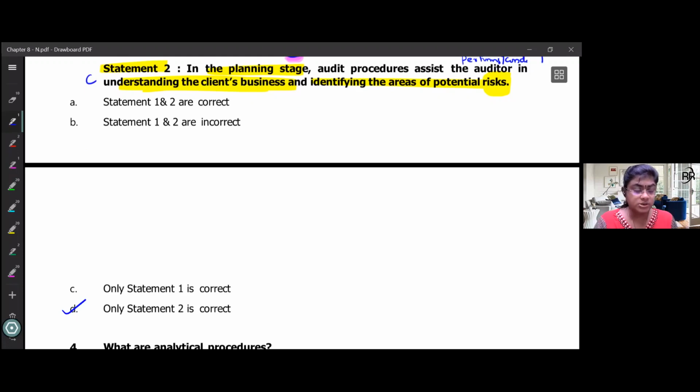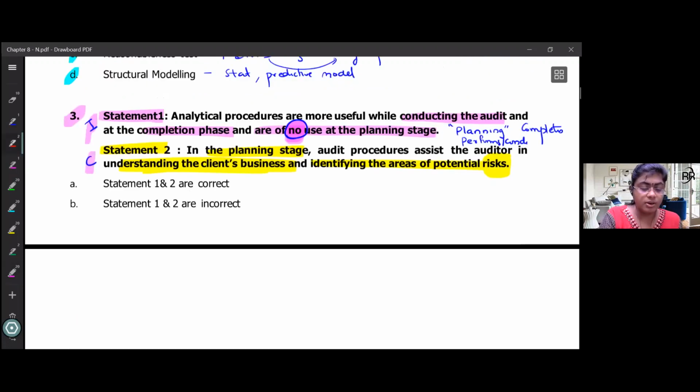Kindly note, students, these two questions can be asked. Now we are doing MCQ. For the examination, it can be asked as 2 marks, correct or incorrect also.